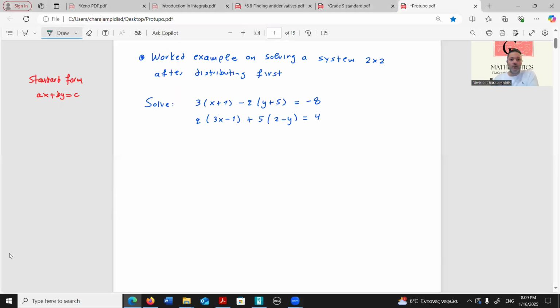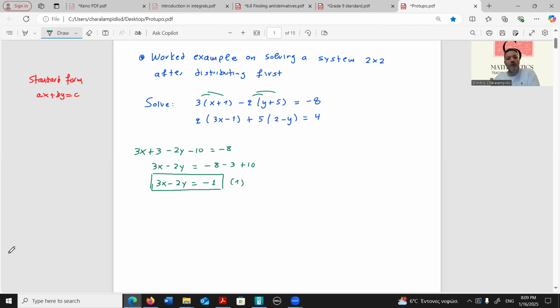Let me begin with green on the first one. So I should do distributions. 3 times x is 3x plus 3 minus 2y minus 10 equals negative 8, which means 3x minus 2y should be minus 8 minus 3 plus 10. So 3x minus 2y is minus 1. And that should be called equation number 1.